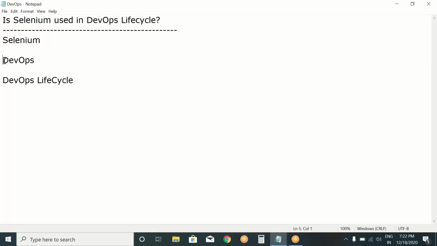Next, DevOps: development and operations. DevOps is not a technology. DevOps is not a software. It is a methodology. Say, for software development, we have several life cycle models, process models. For example, waterfall model, V model. These are sequential development models. Next, spiral model, agile model, etc. Those are incremental and iterative models.